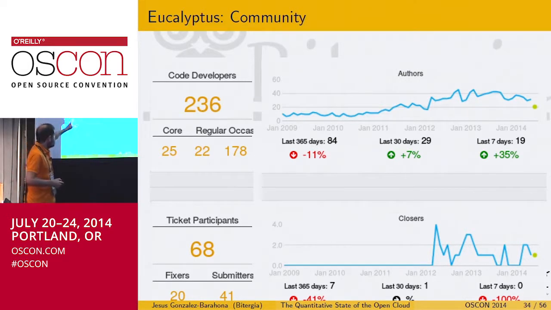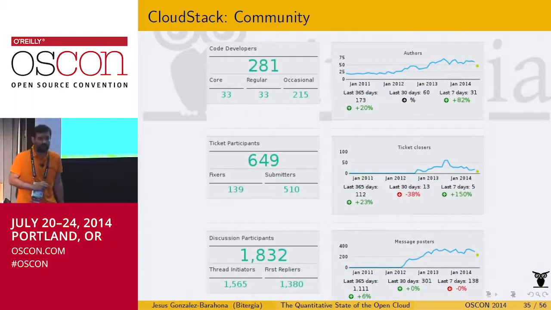When you come to tickets, well, you have some numbers. As I said, my impression is that they are not that meaningful, so I'm not going to discuss them. For this one, unfortunately, we don't have data for participation in mailing lists because they are using Google Groups, and Google Groups is something that we currently are not mining. So I have no numbers for that. I'm sorry about that.